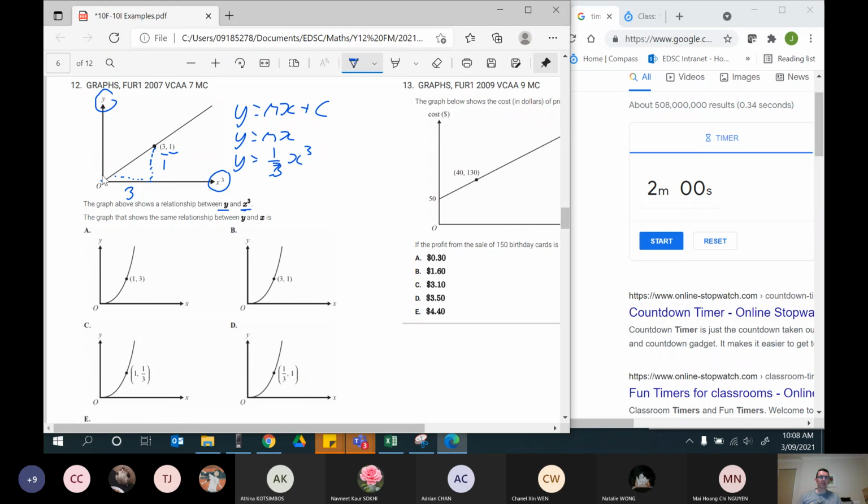Cool. Because it's a straight line, we can treat it as a straight line equation, but then we just change this to that. Does that make sense? So our first step is to find the equation. So we know it is y equals a third x cubed. The second step is to sub in values so the left-hand side equals the right-hand side. Does that make sense?